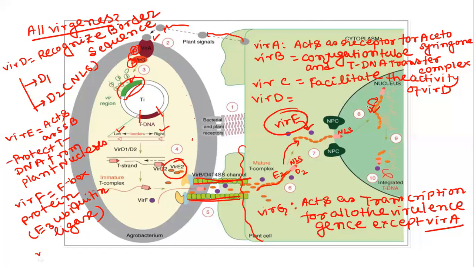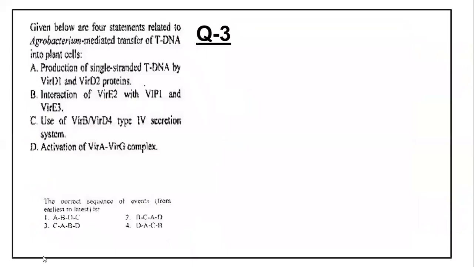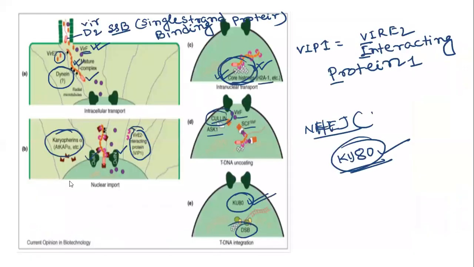Now the D2 and E2 are degraded by the action of the proteasomal degradation machinery. Now the T-DNA enters the plant genome and integrates into the plant genome. The T-DNA is also interacting with the plant cellular machinery. These are also important. When they enter, there is also an interaction with the plant cellular machinery complex.